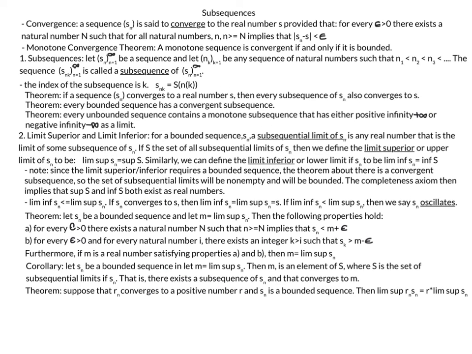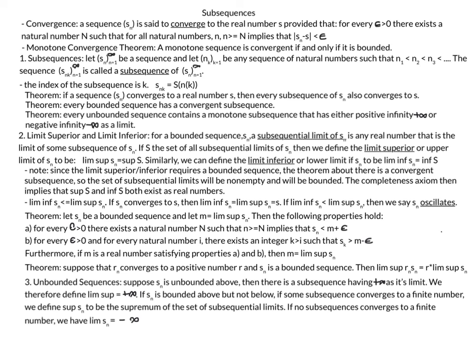And we have another theorem. We're almost at the end. Suppose Rn converges to a positive number R, and Sn is a bounded sequence. Then the lim sup of Rn Sn is equal to R, remember, that's what Rn is converging to, times the lim sup of Sn.